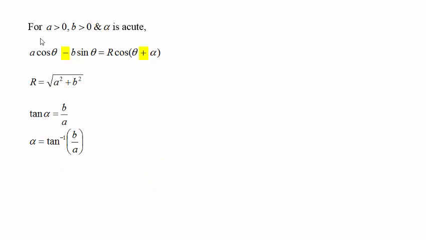Now for the last formula, for a more than 0, b more than 0, a cosine theta minus b sine theta will be written into the expression R cosine theta plus alpha. Notice cosine in front, the R formula will be cosine, and if there's a negative here, the R formula there will be a positive. The R calculation will still be a squared plus b squared square root. The alpha will still be tangent inverse b over a.